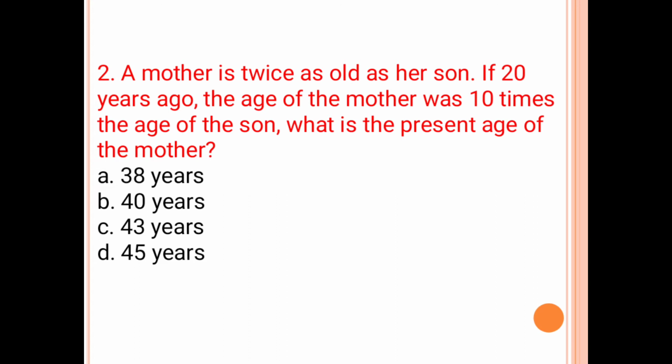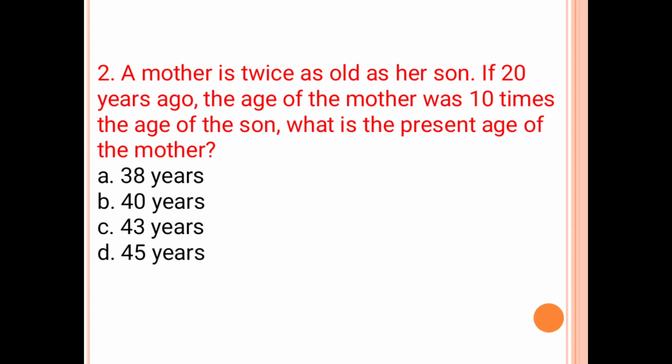So we consider the mother's current age as 45. Then 20 years ago, what is the mother's age? 25. Using the 25, we find the son's age 20 years ago. That means 25 divided by 10, 2.5. So 20 years ago the mother's age is 25, the son's age is 2.5.